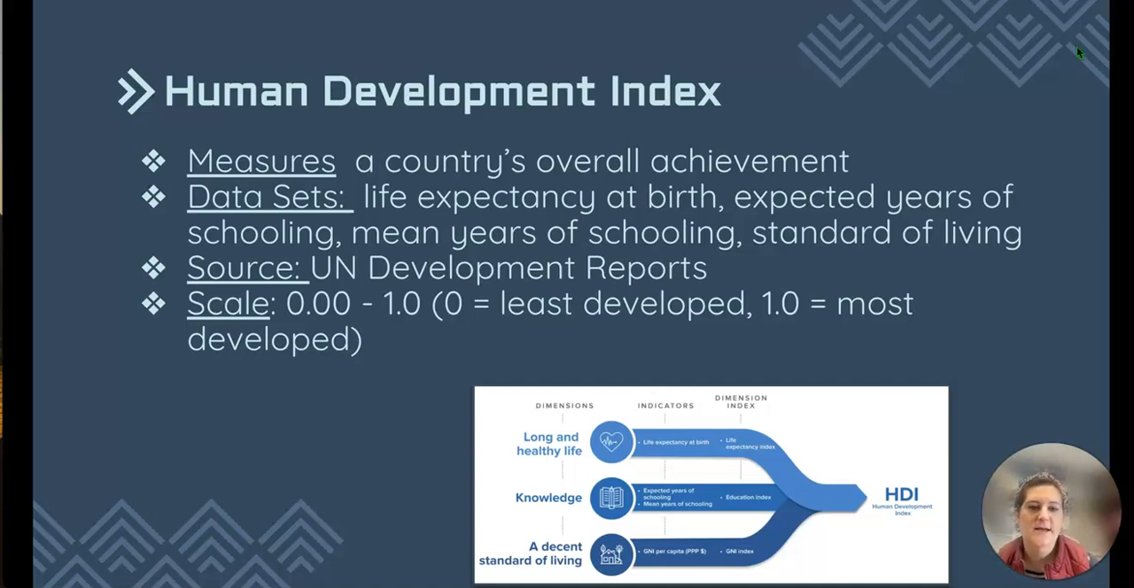Human Development Index. The Human Development Index is created by the UN and it seeks to measure a country's overall achievement. They use data sets about life expectancy, education, and the standard of living to develop a number which is recorded from 0 to 1. So a country that has a number of 0.22 is pretty underdeveloped, and a country that has a number of 0.84 is more developed.